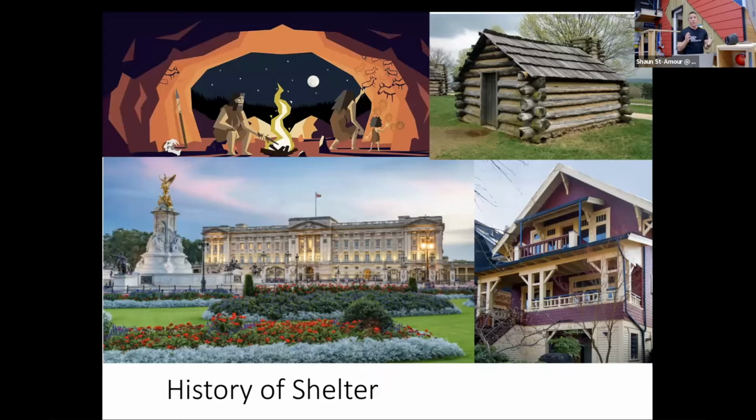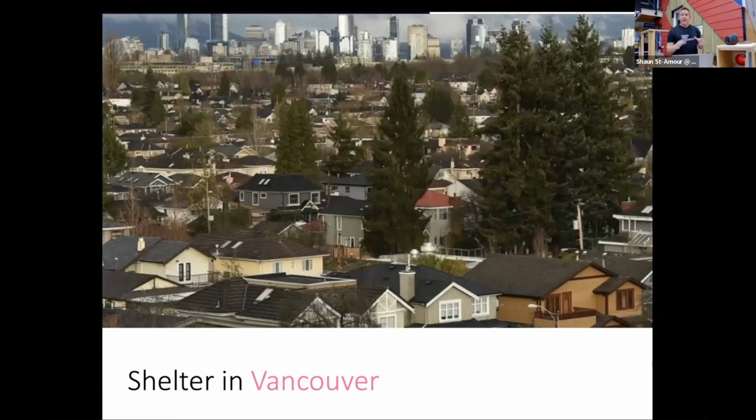We're going to look at what shelter looks like, because shelter has evolved. We looked at where we were born in caves, and we've evolved from caves and cabins into palaces, and also different types of homes. So in Vancouver, we have a very specific type of homes we live in. We look at houses, which are pretty typical. About 70% of the homes in Vancouver are single family homes.